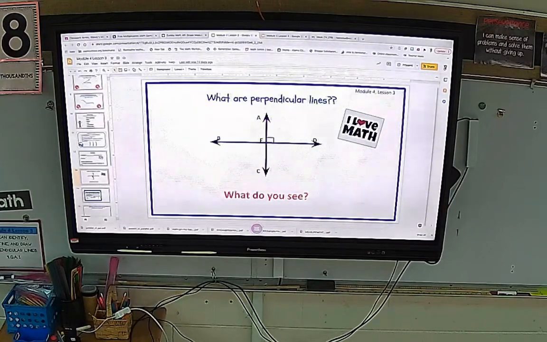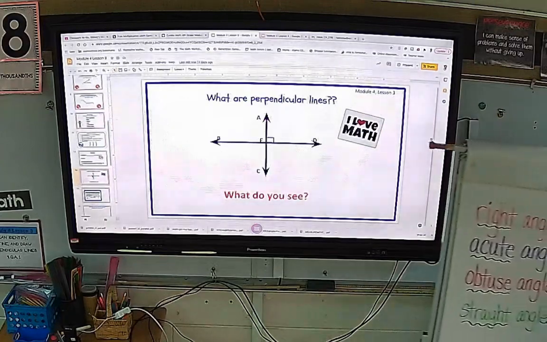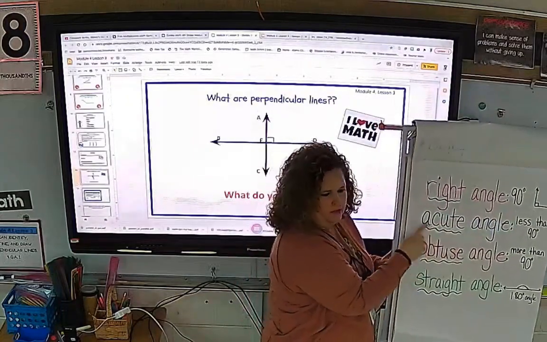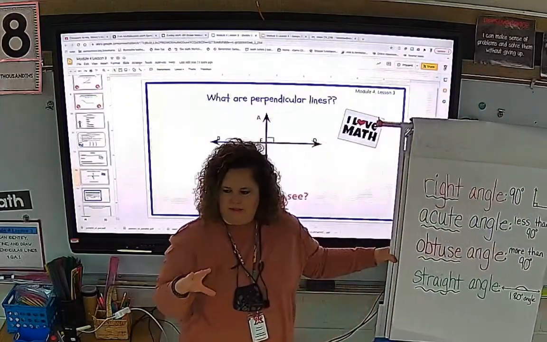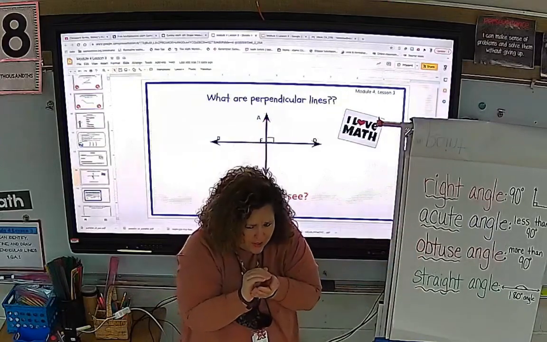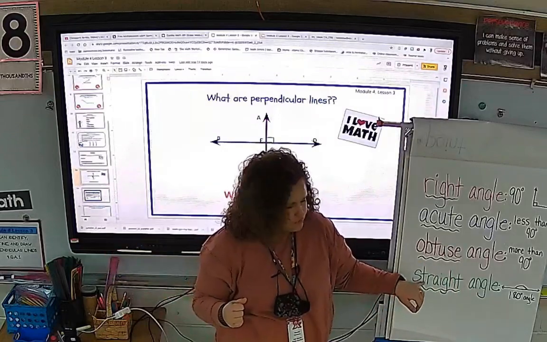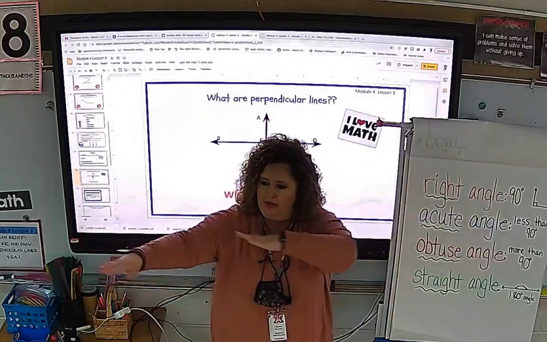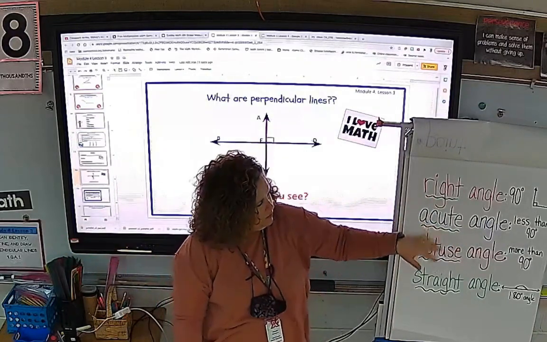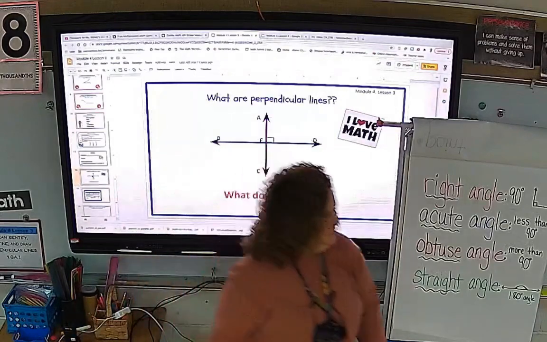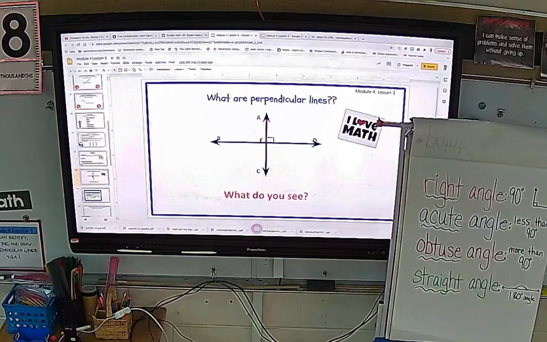Ah, there we go. So we've got a right angle, which is 90 degrees. An acute angle was what? Less than, you know, it was smaller. This one was more than. And a straight angle, 180 degrees, a straight line. Now the one thing we didn't do that day was hand out one of those days.